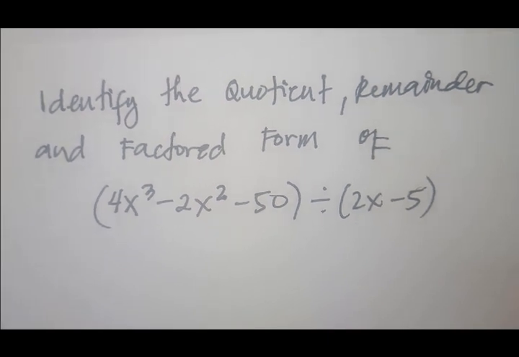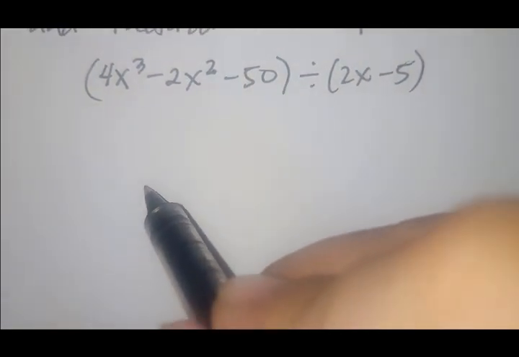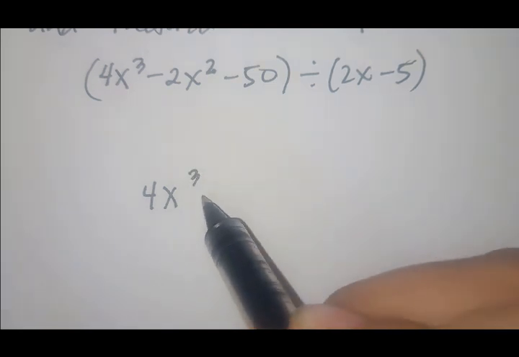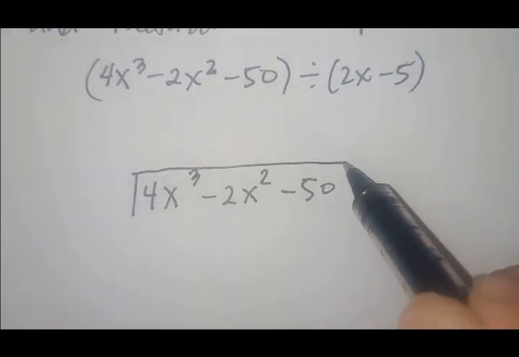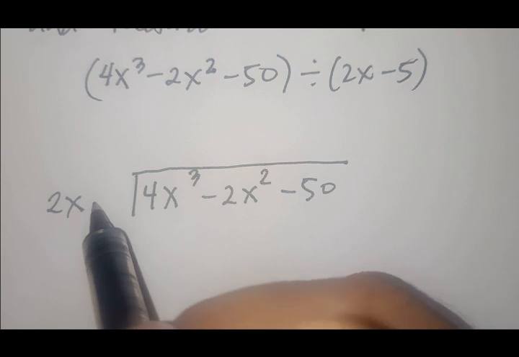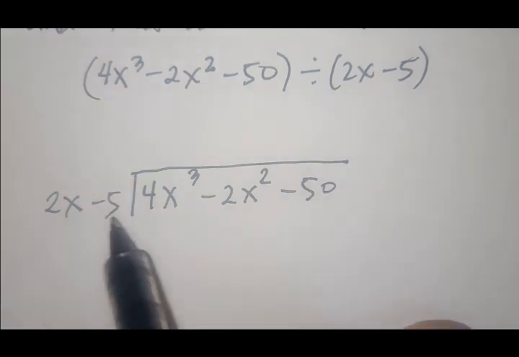Okay, so let's have another example here. Let us try to identify again the quotient, remainder, and factored form of the given 4x cubed minus 2x squared minus 50 divided by 2x minus 5. Okay. So, again, let us try to write in this form. In this case, we have numerical coefficients in both terms, no?